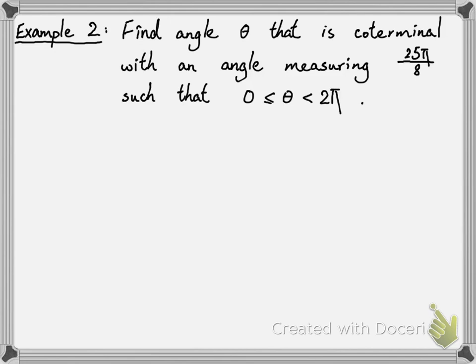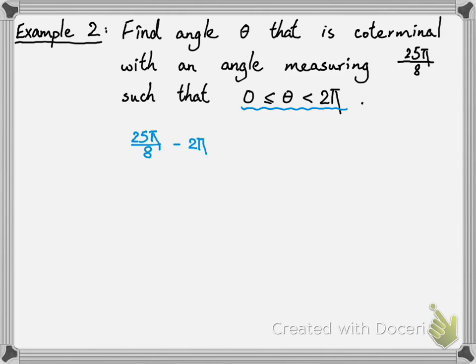Example number 2. Find angle theta that is coterminal with an angle measuring 25 pi over 8 such that 0 is less than or equal to theta less than 2 pi. We will now have 25 pi over 8. We subtract, because the angle is too big and outside of the first rotation. Let's subtract 2 pi. We will keep on subtracting 2 pi until the result falls within 0 to 2 pi.